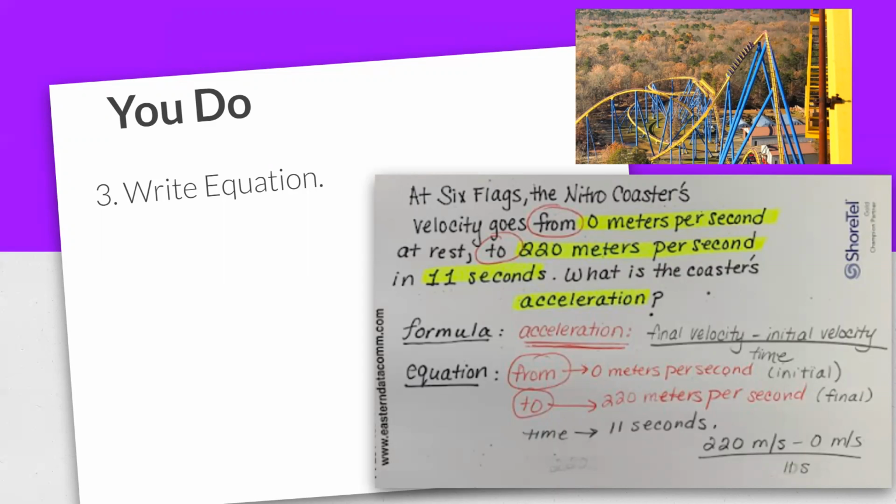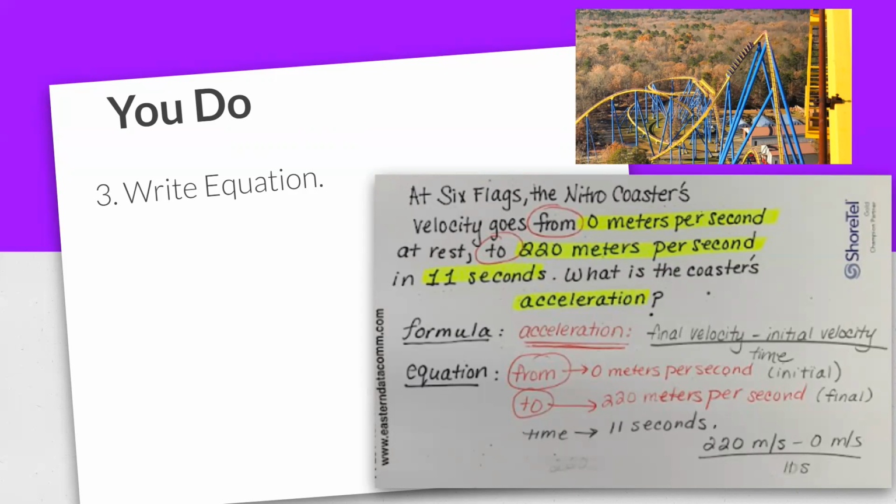Like I said before, if we're at rest, we're at 0 meters per second. That's where we started from. We're in the barrack, in the coaster, putting our seat belts on, right? At 0 meters per second, we're not going anywhere. That's the initial velocity. That's where we started. Where did we end? The final velocity.